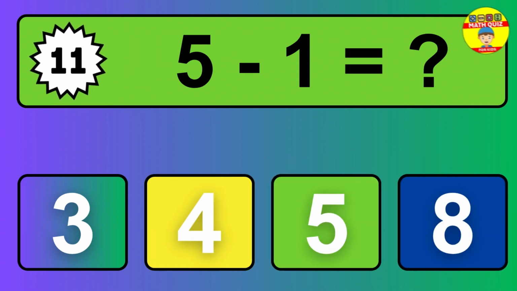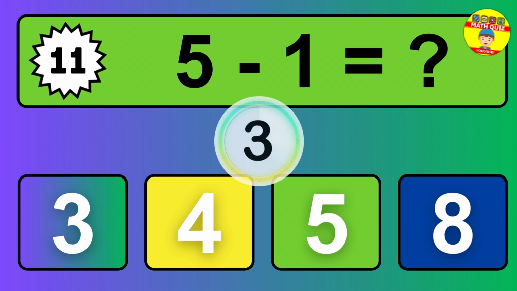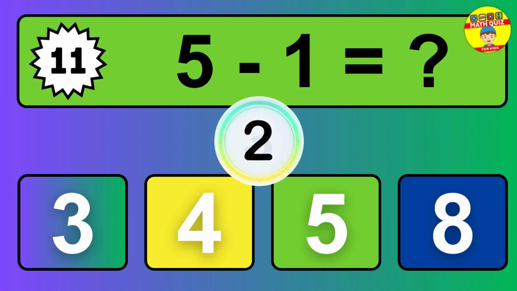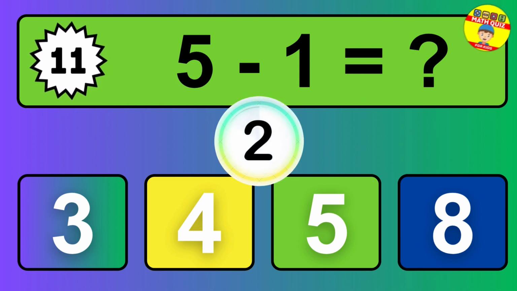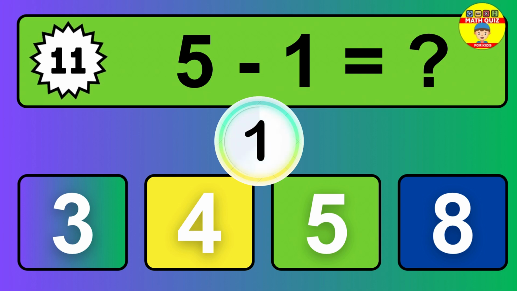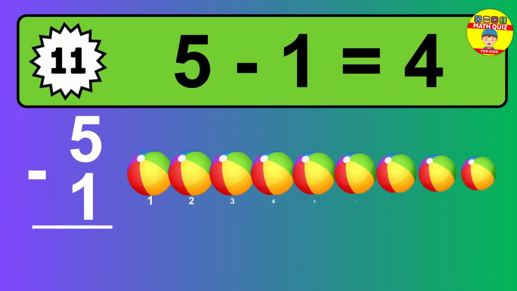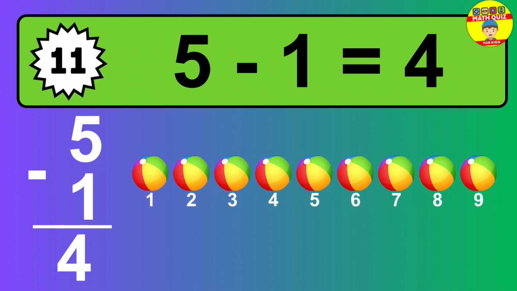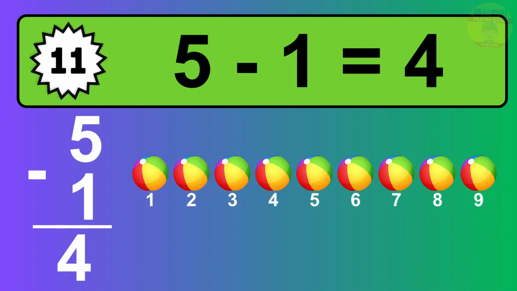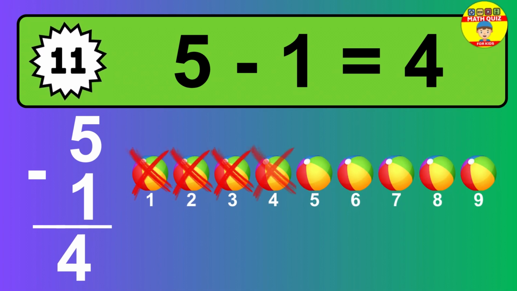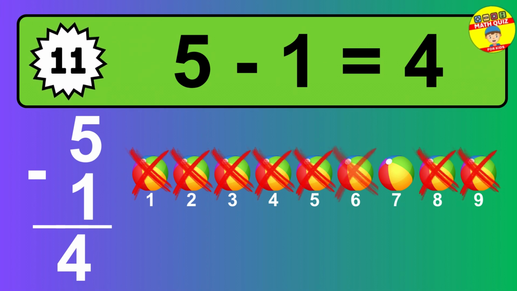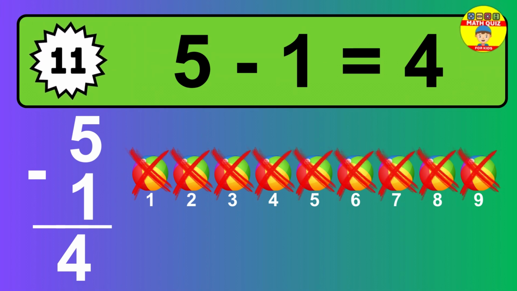Question 11. 5 minus 1 equals what? So, the answer is 5 minus 1 is 4. Let's count it. 1, 2, 3, 4.